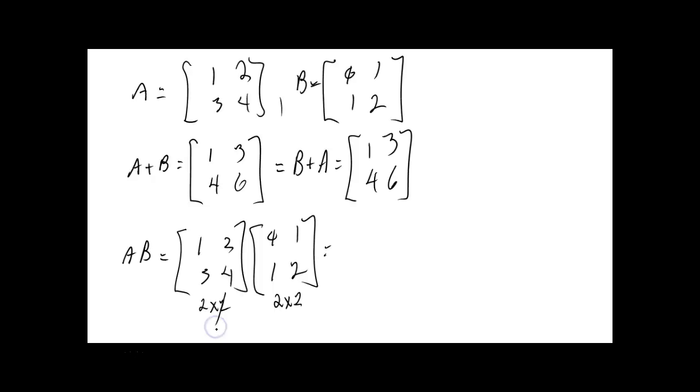The number of columns of this is equal to the number of rows of that. So your result is going to be what size? 2 by 2.